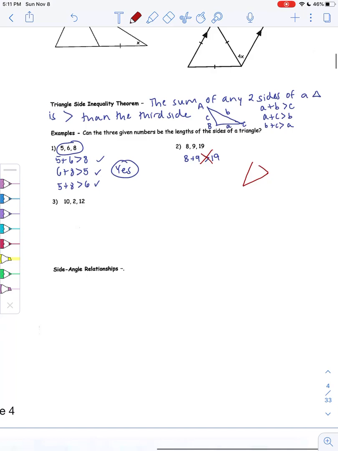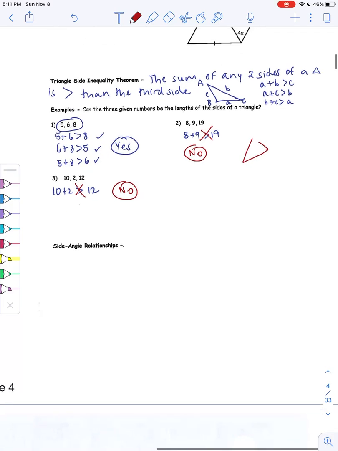So just when we're looking at it, I think the best way to do it as you're working through it is to look for the situation where it doesn't work. So for me, when I look at number 3, it automatically comes to mind that 10 plus 2 is equal to 12. So therefore, when I'm doing my checks, I know that 10 plus 2 is no way greater than 12. It can't be equal to 12 either. So this is not a possibility. So both 2 and 3 are no. Those three numbers cannot represent the lengths of the sides of a triangle.